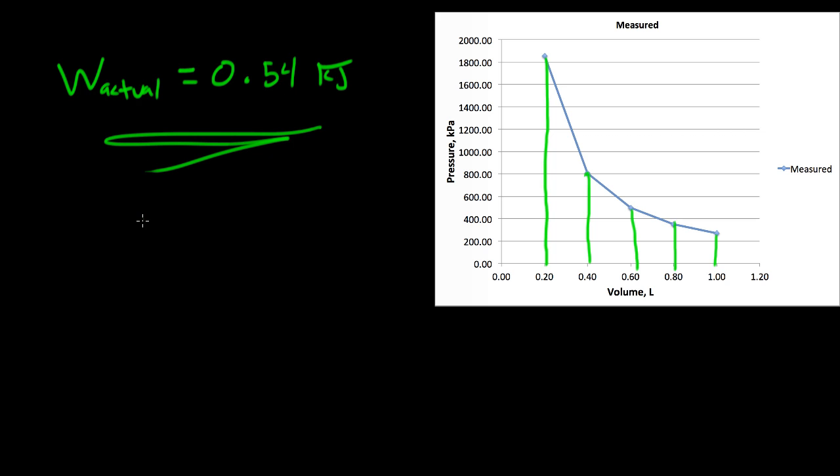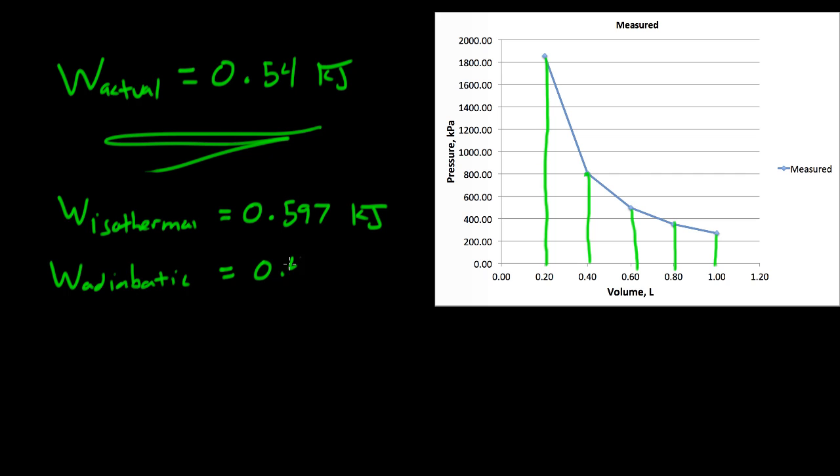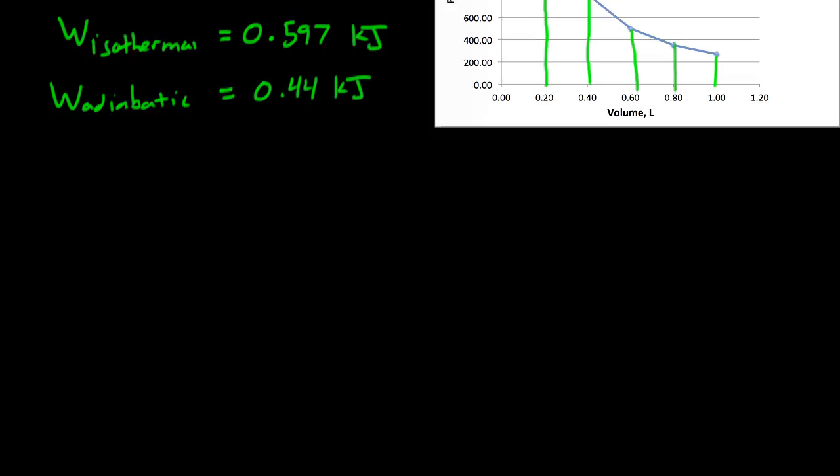Remember from our previous examples that the work for the isothermal and adiabatic processes form the upper and lower limits of the work that can be extracted. The isothermal work was equal to 0.597 kilojoules, and the adiabatic work was equal to 0.44 kilojoules. The true process is somewhere between adiabatic and isothermal. Some heat transfer is occurring, though not enough to maintain a constant temperature.